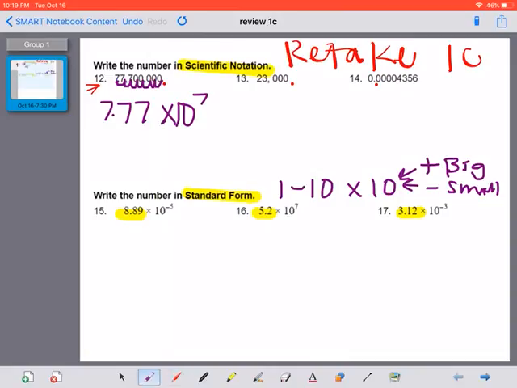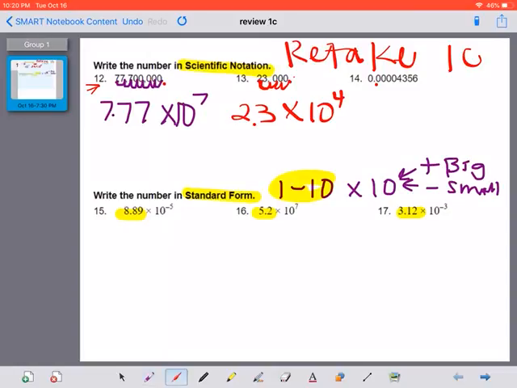Next, number 13. We don't have a number between 1 and 10. We need to get a number between 1 and 10. So ignoring the zeros right now, we have 23. 23 is not between 1 and 10. But if I put the decimal between, 2.3 is between 1 and 10. So how many times do I need to multiply 2.3 by 10 in order to get back to 23,000? So we put the decimal between the 2 and the 3. If we move it 1, 2, 3, 4, we'll go back to where we started. So our exponent should be a 4. Notice it's not 4 zeros, there are only 3 zeros. It's how many spots or how many times are we moving the decimal. So be careful.